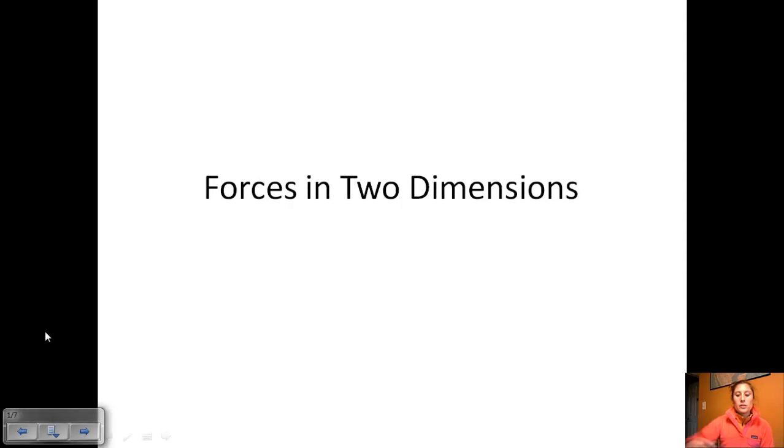Okay, so we are going to start our discussion of Chapter 5, looking at forces in two dimensions. We've already talked about force in one dimension, either horizontal or vertical, but in the real world, things move in both dimensions, and so now we're going to talk about how to put those together.